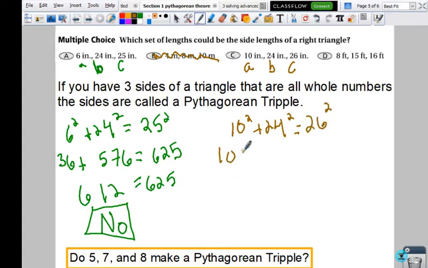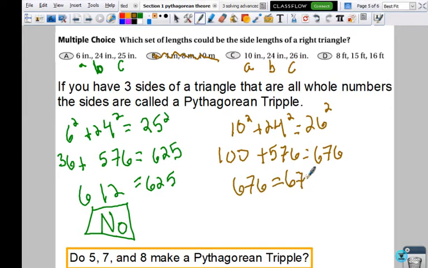So 10 squared is 100. 24 squared we just did right here. That is 576. Slow down. I want to see if that equals 26 squared. 26 squared is 676. So 10 squared is 100, 24 squared is 576, and 100 plus 576 is 676. Does 676 equal 676? It works.